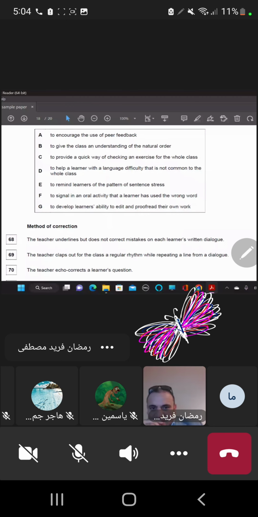Doctor, number 69 as well, I feel I don't fully understand the sentence. Could you explain it? Claps out for the class a regular rhythm while repeating a line from a dialogue. Okay.